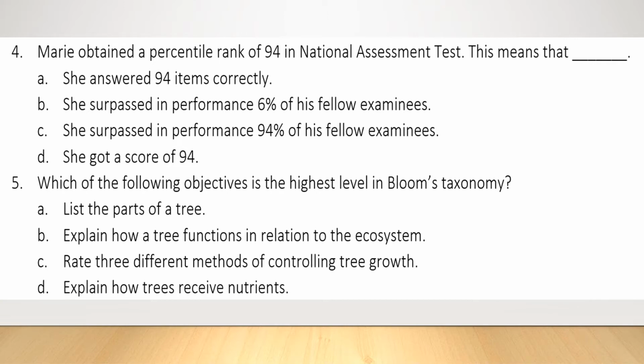Number 5. Which of the following objectives is the highest level in Bloom's taxonomy? A. List the parts of a tree. B. Explain how a tree functions in relation to the ecosystem. C. Rate 3 different methods of controlling tree growth. D. Explain how trees receive nutrients. Okay.